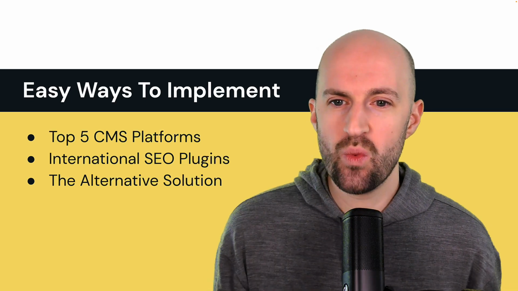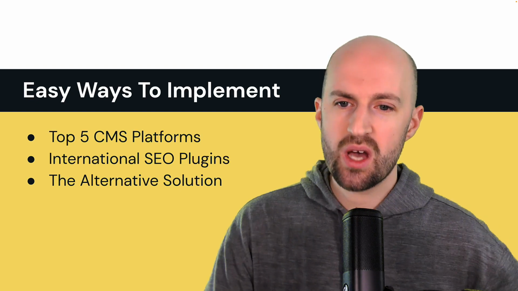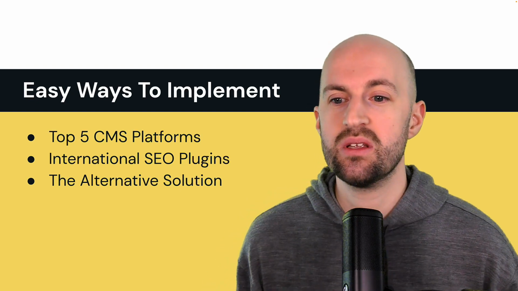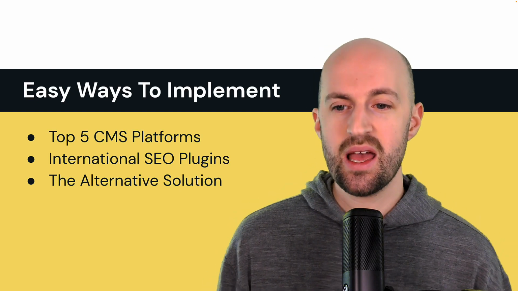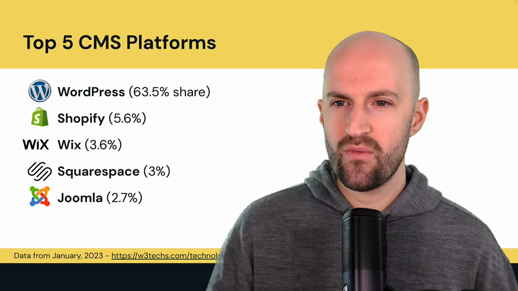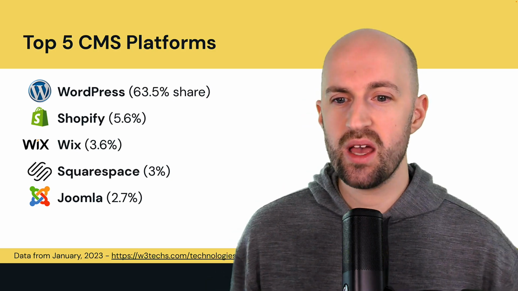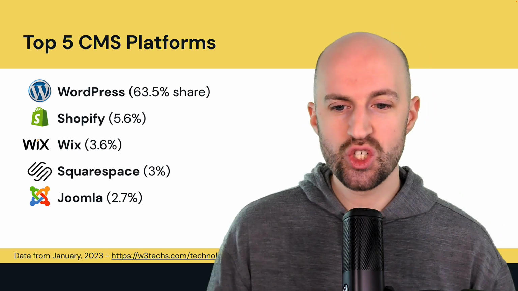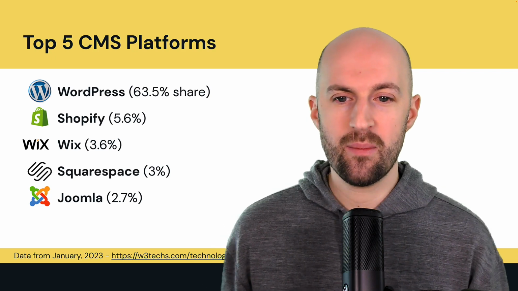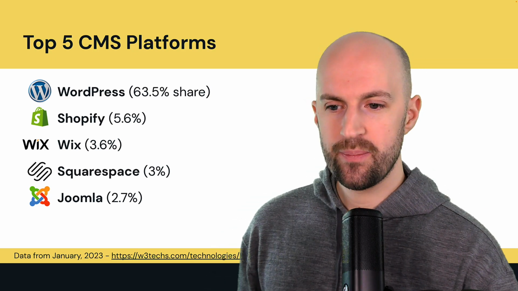So here are some easy ways to implement international SEO. We'll talk about the top 5 CMS platforms, the international SEO plugins, and an alternative solution. The top 5 CMS platforms out there in terms of market share are WordPress, Shopify, Wix, Squarespace, and Joomla. There are a lot more that might not be mentioned here, but you can do your research on Google.